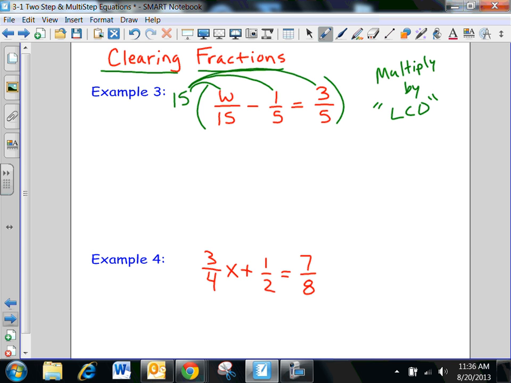So when I multiply 15 by the first term, it will cancel and just give me w. When I multiply 15 by the second term, it would be 15 over 5, which would end up being 3. And then when I multiply it by the last term, it would be 45 over 5, which will end up being 9. So I'll get the problem w minus 3 equals 9. And then I'll just add 3 to both sides. I will get w equals 12.